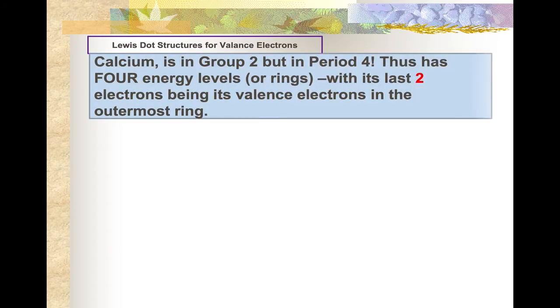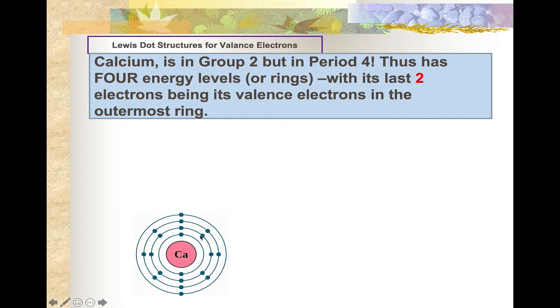I'll put in calcium. It's in group 2, the second column over, but it's in the 4th period, so it has 4 rings. The last 2 electrons that it has are the valence electrons in its outermost ring. So here's calcium. The first ring can carry 2, there they are. The next ring can carry 8, there they are. The third ring can carry 8, it's full. But I still have 2 left over, since there are 20 electrons. So 2 plus 8 is 10, plus 8 is 18. I've got 20. Calcium is number 20, with 20 protons and 20 electrons. The last 2 will go on that 4th ring, the valence ring. That one and that one.